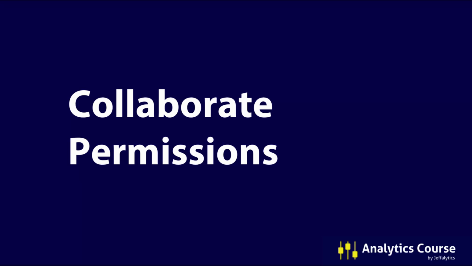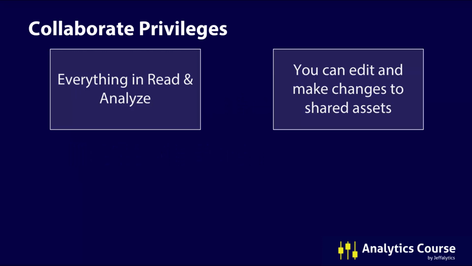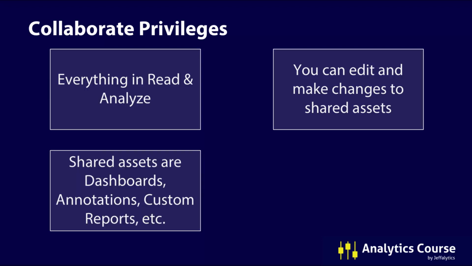Now, collaborate permissions are very similar to read and analyze, but just a little bit more goes into them. You can do everything you can do in read and analyze, but you can also edit and make changes to shared assets. Now you're probably wondering what a shared asset is. That's like your dashboards, annotations, custom reports, these things that you can share. You can actually make changes to these and let people know that you're there. You can basically let your presence be known within the account. If you don't have collaborate access, nobody even knows that you're in there.